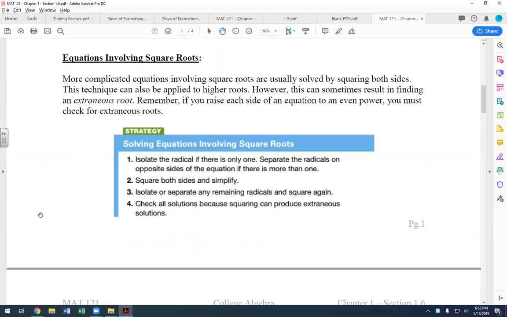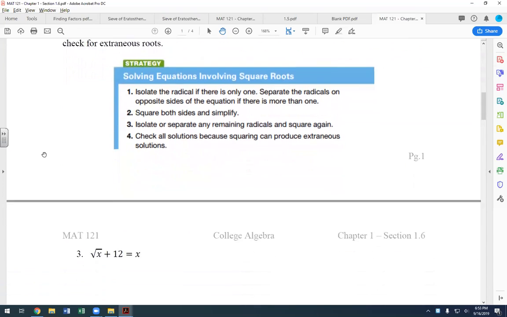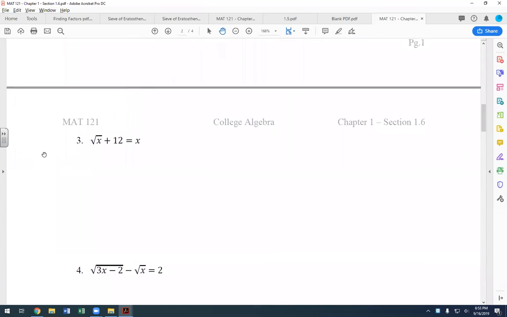So they're saying start by isolating your radical. Make sure there's only one on each side of your equation. We will square both sides to get rid of the square root. They're saying isolate or separate any remaining radicals, and you'll actually see an example when that happens. And this is the important one, check all solutions, because you will end up with extraneous ones.